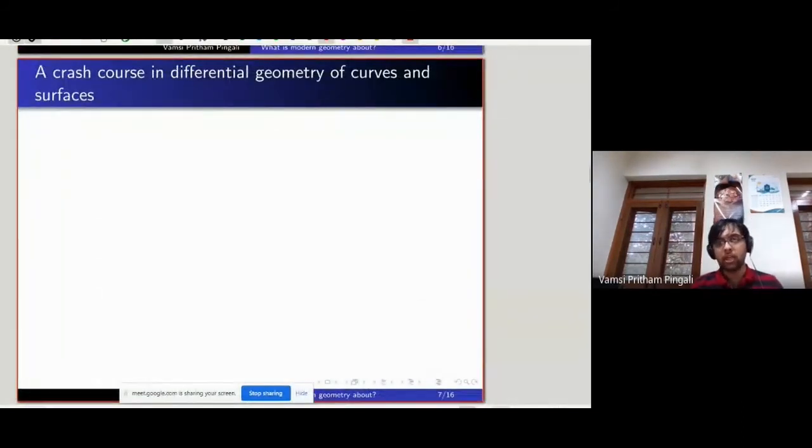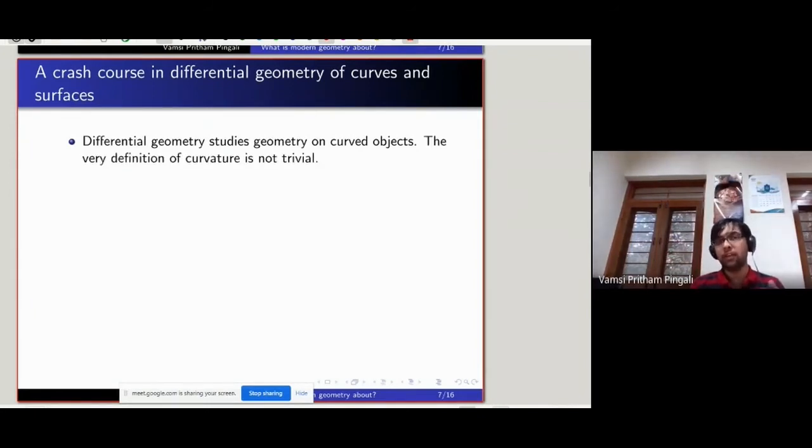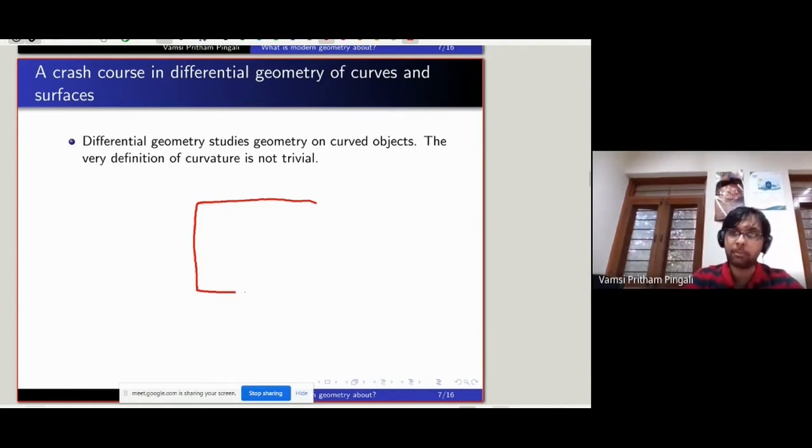Anyway, let me try to be a little rigorous and give you a slightly more concrete idea of what I'm talking about. Differential geometry studies geometry on curved objects, like the surface of the Earth, for example. The very definition of what it means to be curved is not trivial. Why is it not trivial? Because if I take a piece of paper, it's not curved, right?